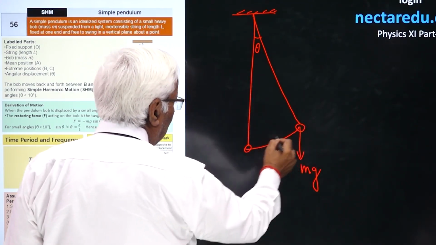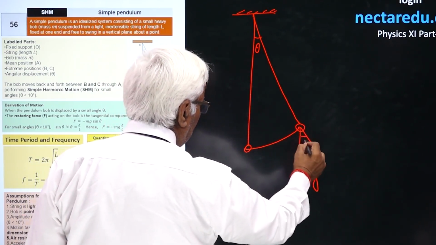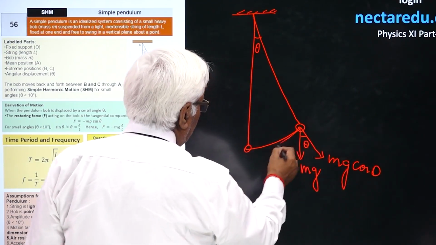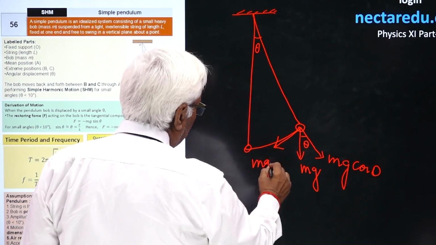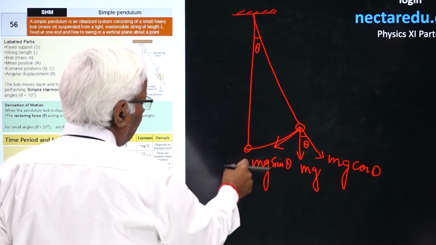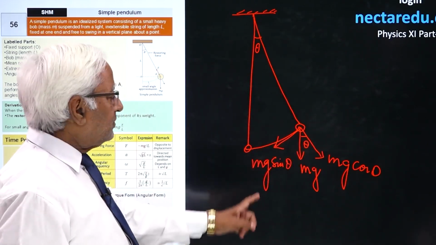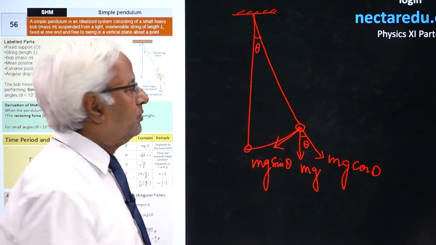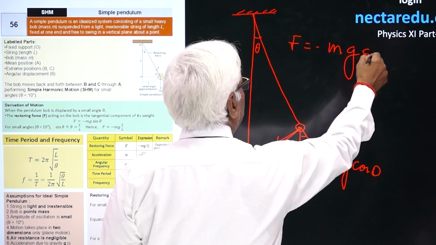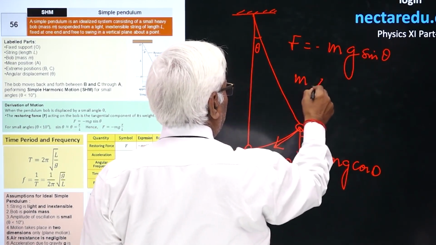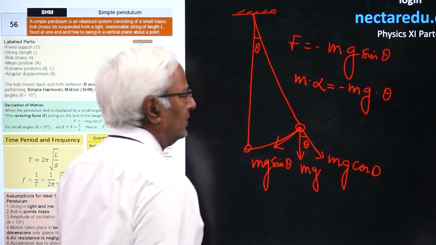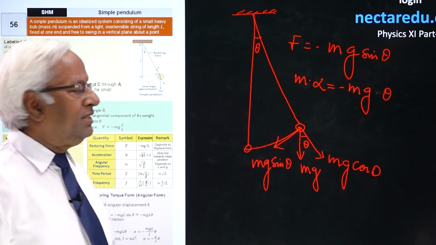Now, we'll resolve this mg, that is weight, in two components, mg cos theta and mg sin theta. Actually, out of these two components, you might have noticed this is responsible for bringing it back to the mean position. Obviously, mg sin theta is only the restoring force. Restoring force here is minus mg sin theta. Force is m into acceleration. This is minus mg. And considering the angle very small, sin theta could be approximated to theta itself.